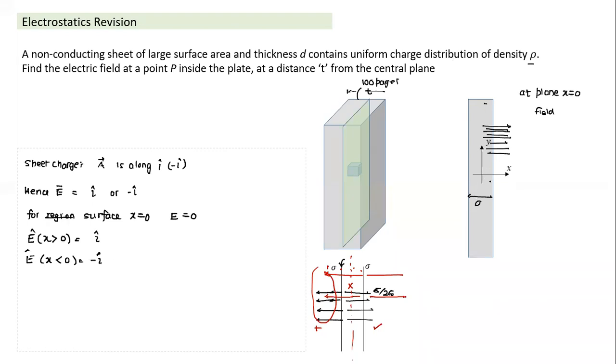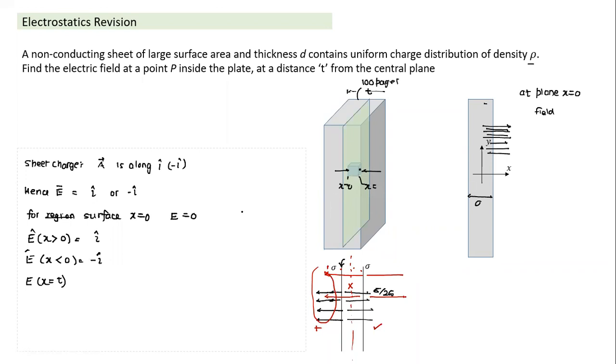Now we need to find the field at which plane? We need to find the field at x equal to t. To find the field at x equal to t, I have to take a Gaussian surface. The Gaussian surface we have taken is a cuboid, and a cuboid has surfaces. There are two surfaces parallel to the YZ plane. This surface is at x equal to 0, and this surface is at x equal to t. So at whichever point I have to calculate the field, point P lies on the right surface of the cuboid.